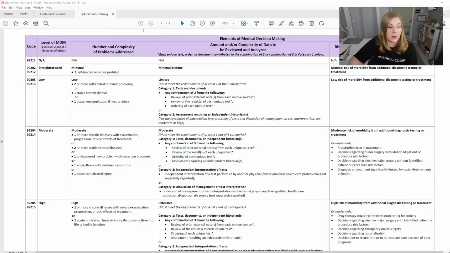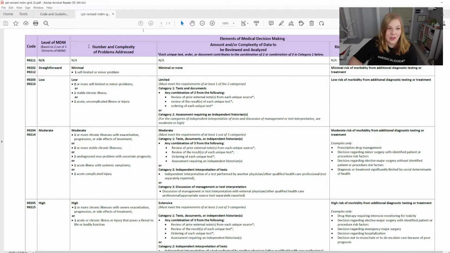But let's take a look again. What is our level 4? So our level 4 is 99204, 99214. 04 is our new patients. 14 is our established patients. And that is a level of medical decision making that is moderate. And in order to hit the moderate, it's based out of 2 of the 3 elements of medical decision making. So we have to hit 2 of these 3 elements. This one here, and this one here, 2 of them.